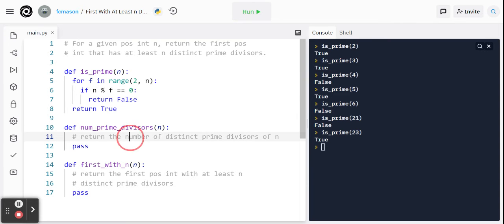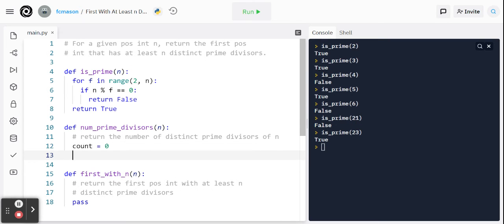Okay, so let's return the number of prime divisors of a particular number. Okay, so a particular input number. Well, what we need to do is this, we need to go from 2 up to the number, and check whether any of those divide the number and are prime. We need to have both of those properties. It needs to divide the number and be prime for us to increase our count of the number of prime divisors. So we need a count variable. Okay, so we'll initialize that to 0.